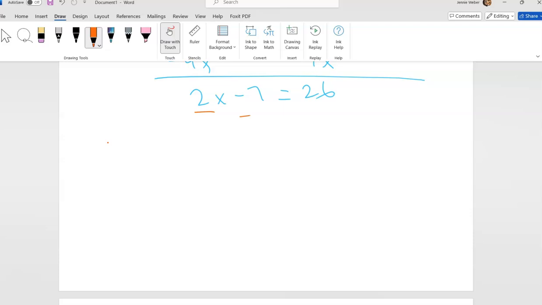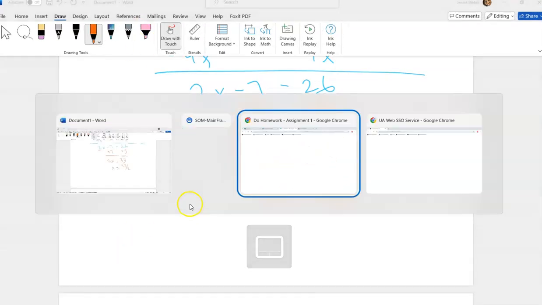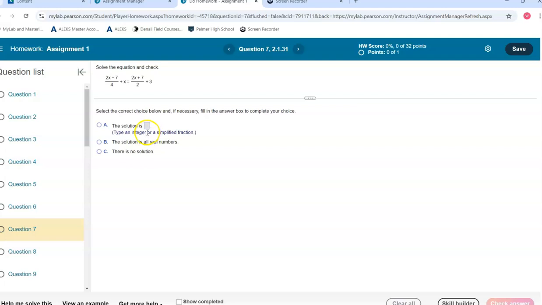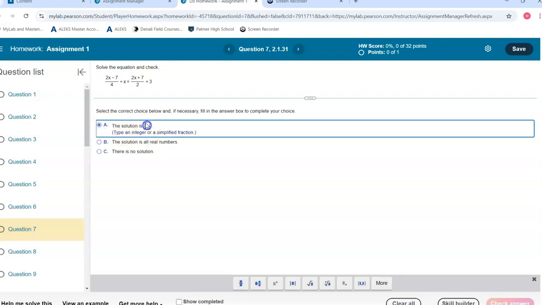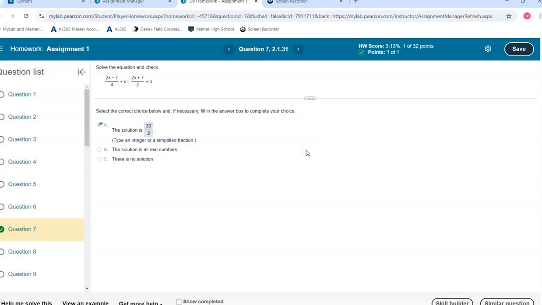Now I want to get this alone, so I'm going to add 7 to both sides, and I'm going to get 2x equals 33, so then x equals 33 halves. And unless it tells you differently, it probably won't, leave it as the fraction. So I'm going to come back here. And you can see here this says integer or simplified fraction, so it wants that 33 halves. If it told you a decimal, you could then put in that fraction as a decimal.